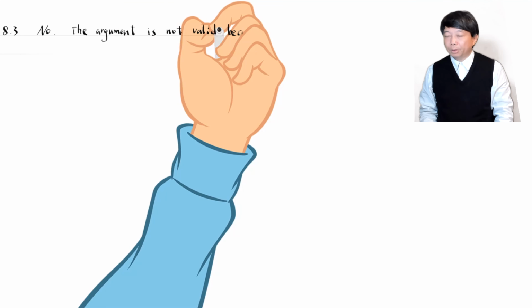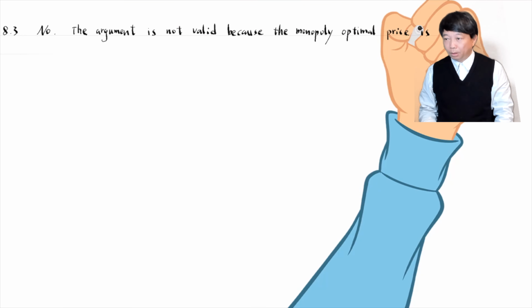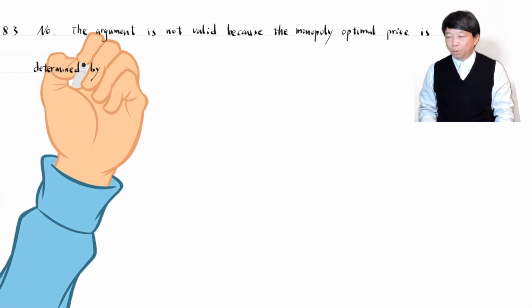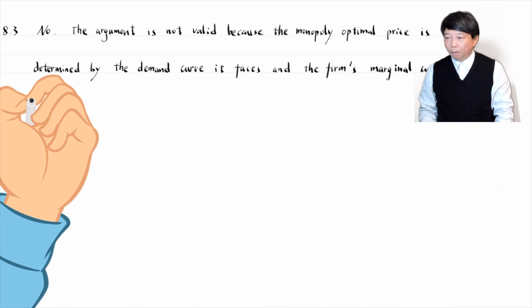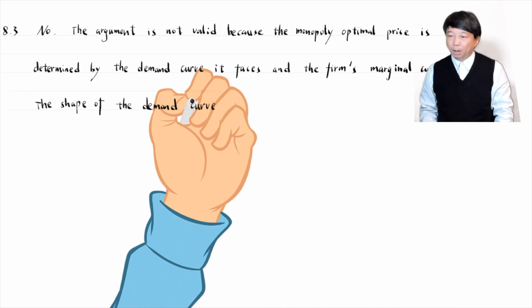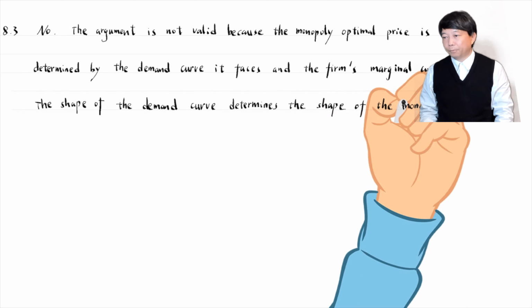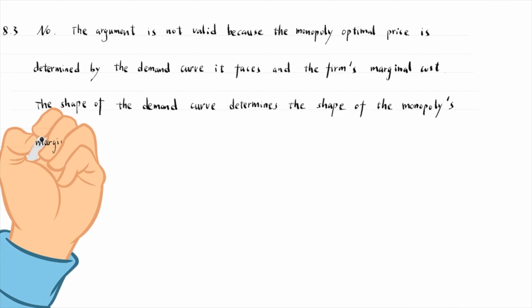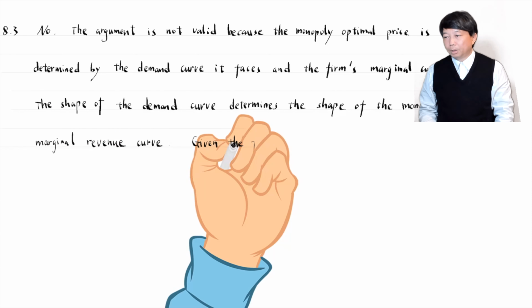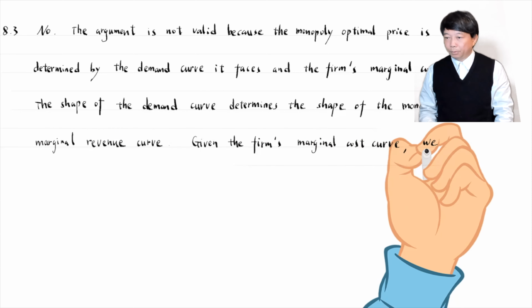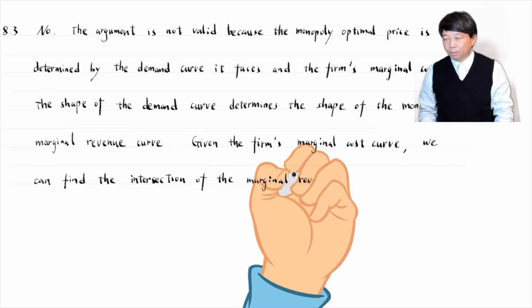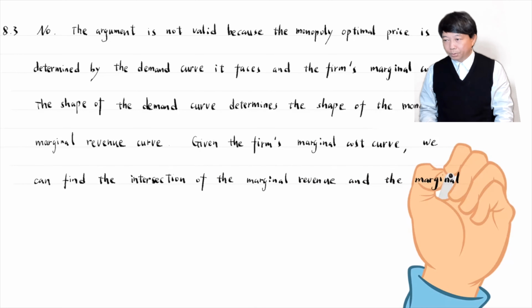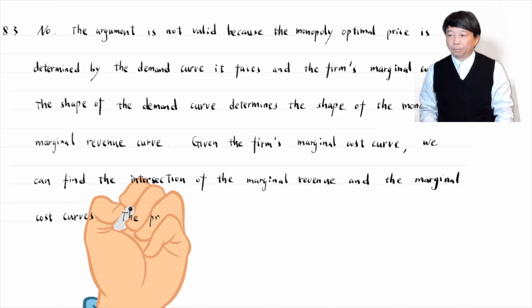No, the argument is not valid because the monopoly optimal price is determined by the demand curve the monopoly faces and the firm's marginal cost. The shape of the demand curve determines the shape of the monopoly's marginal revenue curve. Given the firm's marginal cost curve, we can find the intersection of the marginal revenue and the marginal cost curves. The profit-maximizing output and price are uniquely determined.